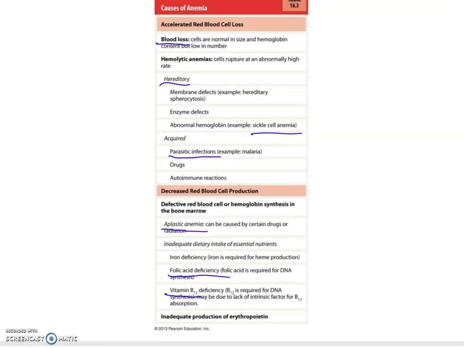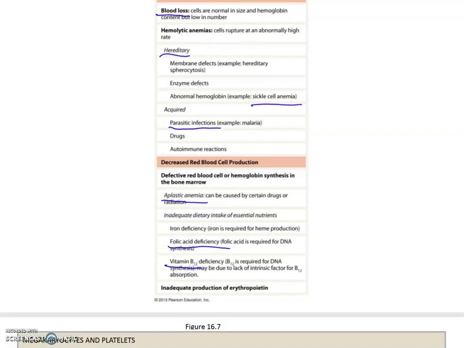Now, decreased red blood cell production could be due to aplastic anemia, which is usually due to radiation. Good example for that would be people that were too close to the Chernobyl reactor when it exploded. A lot of them, if they didn't die from too much radiation, ended up with aplastic anemia. And then sometimes inadequate dietary intake of essential nutrients.